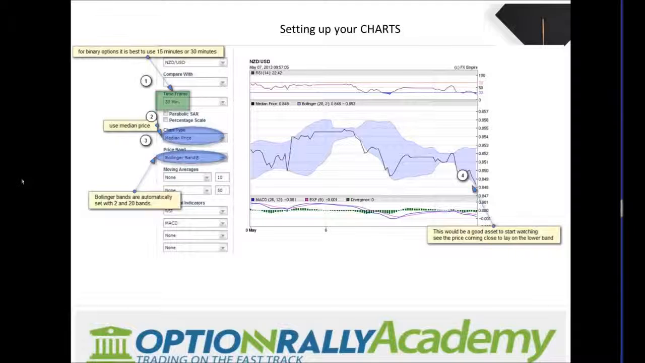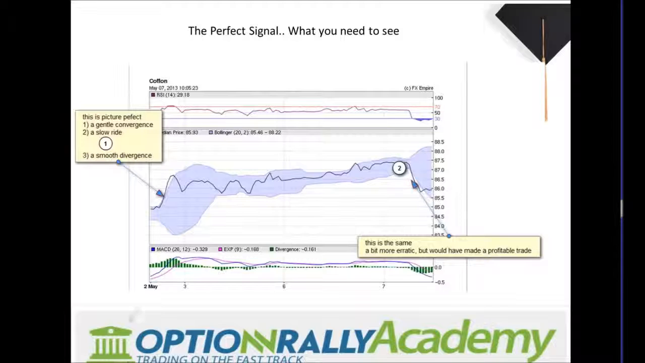Now, again, we have to remember, for binary options, it's best to use 15 or 30-minute, no more than 60-minute time frames. It's best to use medium price and set it for Bollinger Bands. Bollinger Bands is a preset for 2 and 20. And then what we're looking for is a gentle convergence and divergence.